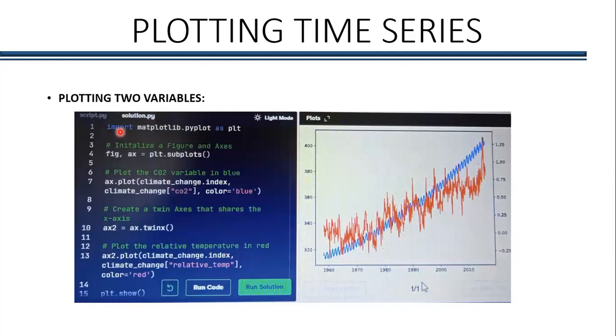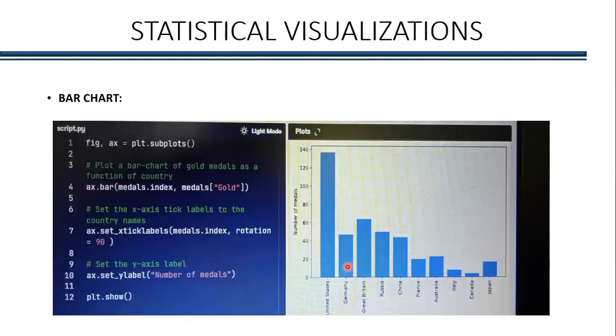How can we plot two variables? It is very simple to plot two variables at a point. We have to plot climate_change.index and the climate change carbon dioxide, and the color will be blue. On the other hand, the color will be red. Here we can see the graph. One is in red and the other one is blue.